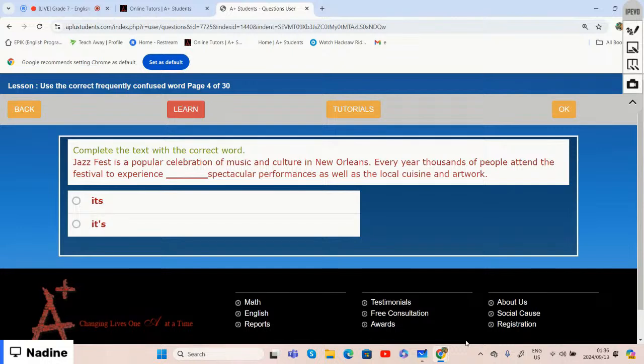Let's try and do this one. You do this one. What is the answer here? It says Jazz Fest is a popular celebration of music and culture in New Orleans. Every year, thousands of people attend the festival to experience, do we say option one, it's spectacular performance, or option two, its spectacular performance as well as the local cuisine and artwork? Which one is correct?